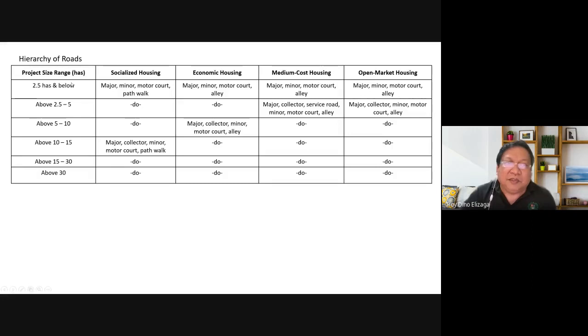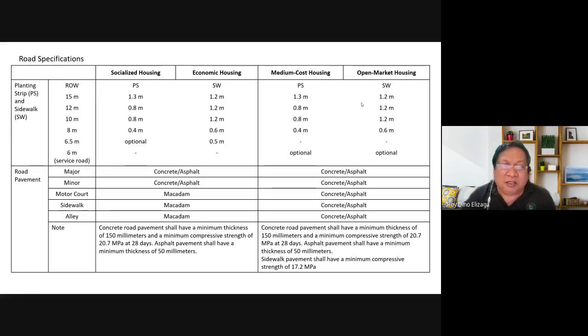So again, for 2.5 hectares and below, we have a major road, a minor road, a motor court, and an alley. Otherwise, we have collectors. And we will be dealing with that more in our next lecture about circulation. So this is what I mean. PS means planting strip and SW means sidewalk. So we decide how much planting strip and sidewalk to give, and the remainder is for the carriageway, depending on the width of the road you see here at the left.